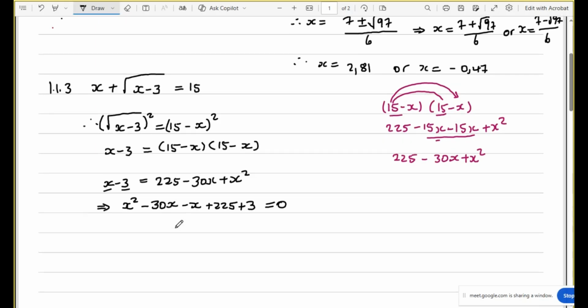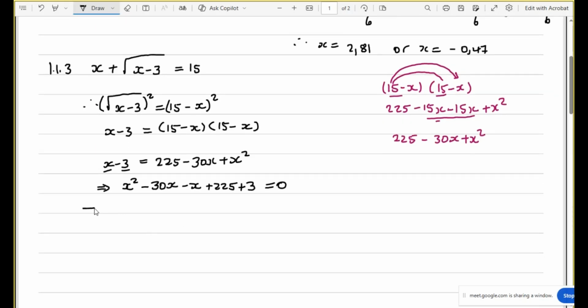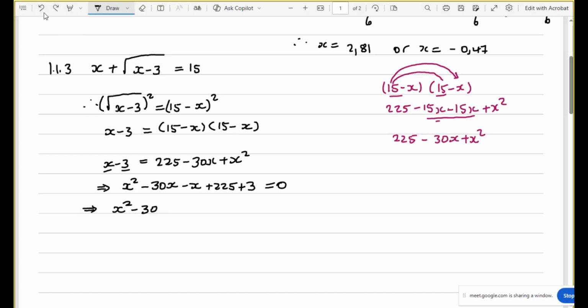So the only thing that you need to do is to add the like terms. So this will be x squared minus 31x when you add the like terms, and then 225 plus 3, that's 228. Equate this to 0. So now I'm going to teach you guys how to factorize this.